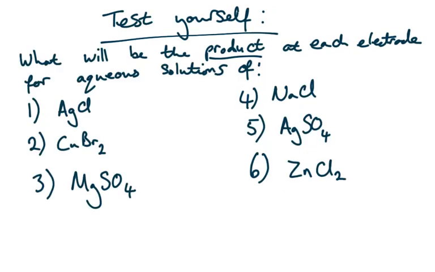So now it's time to test yourself. I want to know what will be the product at each electrode for aqueous solutions of silver chloride, copper bromide, magnesium sulfate, sodium chloride, silver sulfate, and zinc chloride.